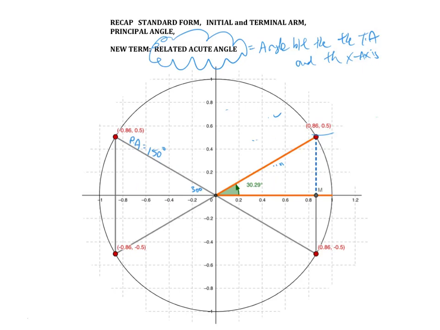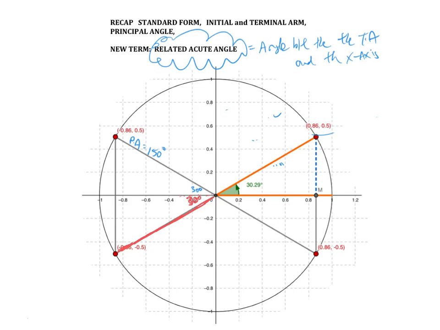So let's do the third quadrant right now. So here's your terminal arm. Can you guys figure out the principal angle? Now keep in mind, all these triangles are identical, so the related acute angle is going to be 30 degrees. Remember, related acute angle is the angle between the terminal arm and the x-axis in that quadrant.